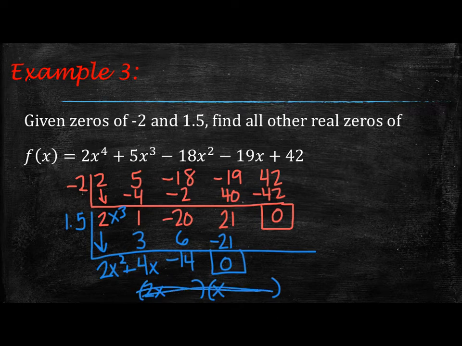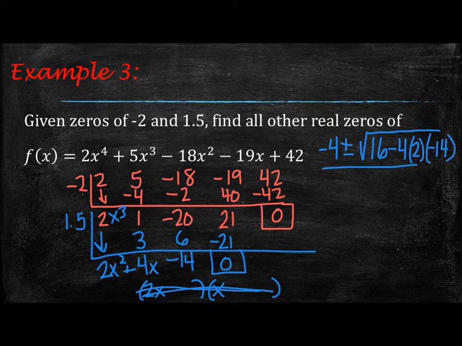So what you would have to do is use the quadratic formula. The quadratic formula says do the opposite of b, which is negative 4, plus or minus the square root. B squared would be 16 minus 4 times 2 times c. And it would be all over 2 times a, which is 4. So go ahead and simplify that.